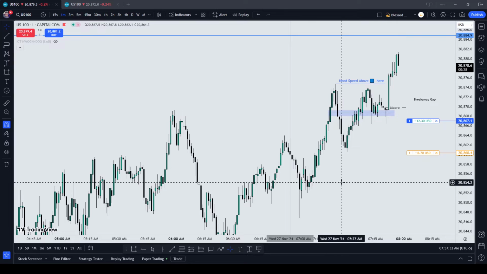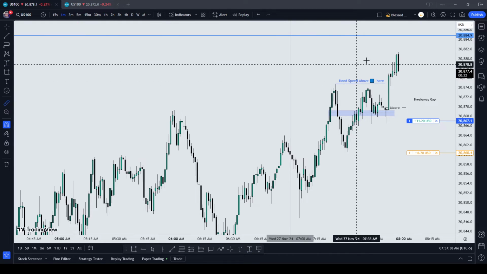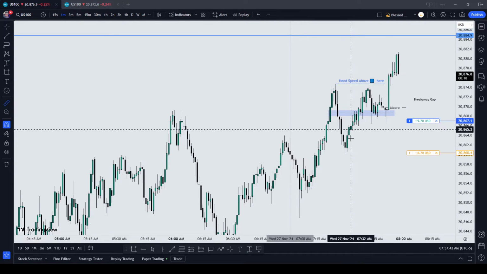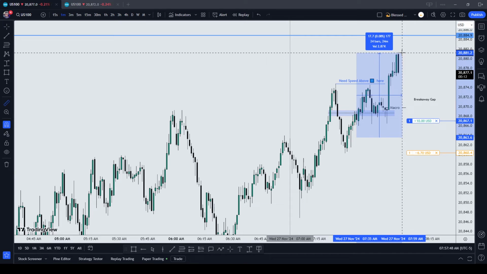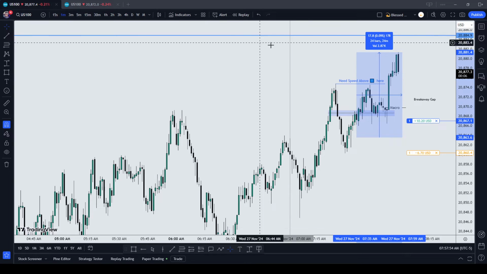So let's mark that out again. Let's use the ruler this time. This was at the end, it's 17 and 8, something like that.